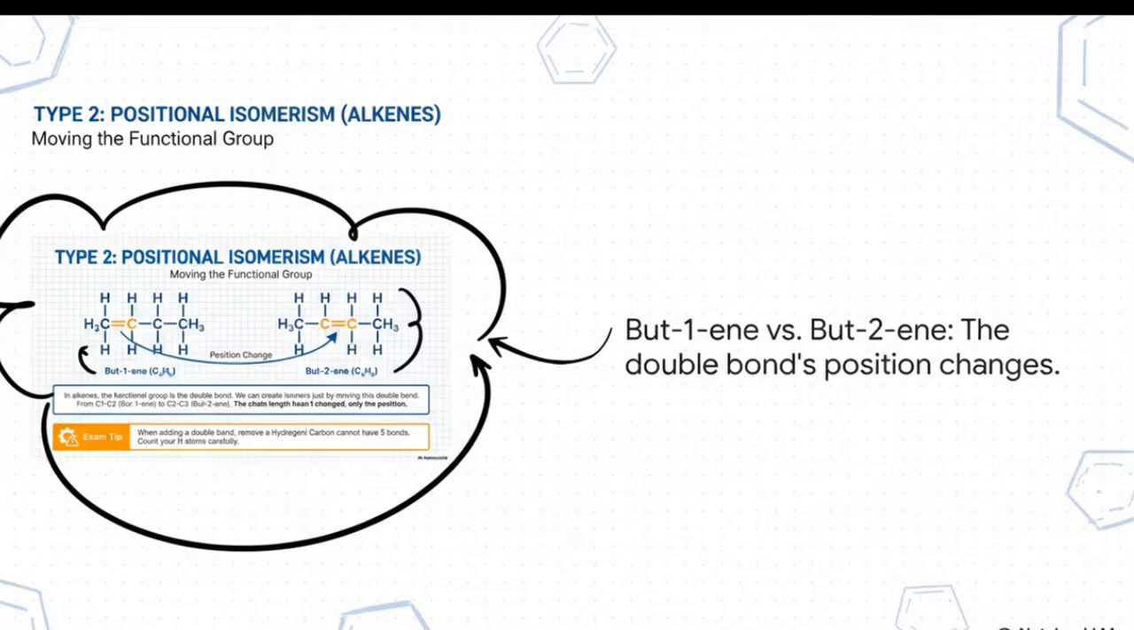Take a look at this example with alkenes. In but-1-ene, the double bond is sitting right there between the first and second carbons. To make but-2-ene, the 4-carbon chain stays identical, but we've just slid that double bond over to the middle. The backbone is the same, but the position of that functional group has changed.